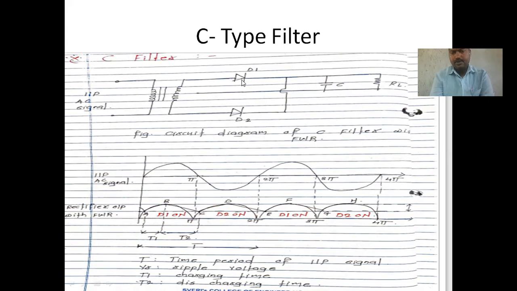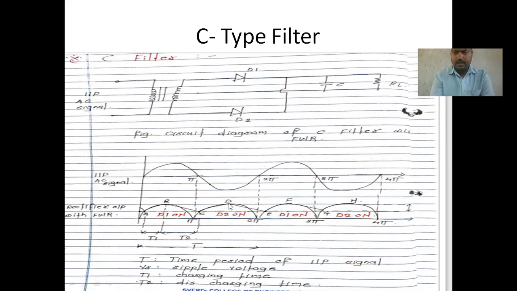Why? Because reverse voltage appears across it, so diode D2 is conducted, and diode D2 provides the voltage for charging the capacitor, right? So from this point it starts charging again. It should charge up to the level of D, and at D it is fully charged.